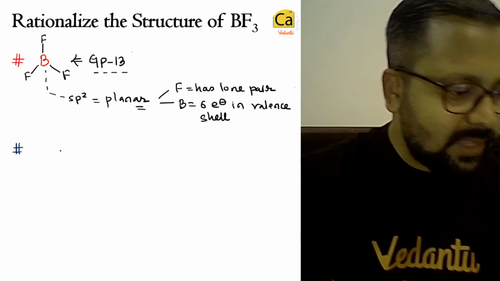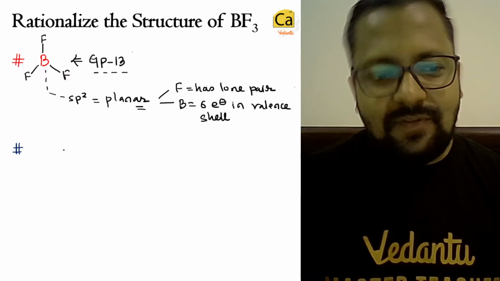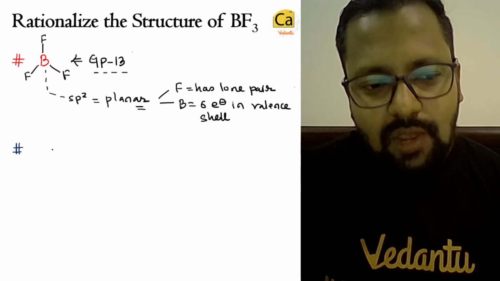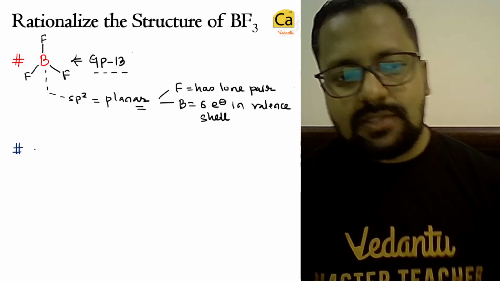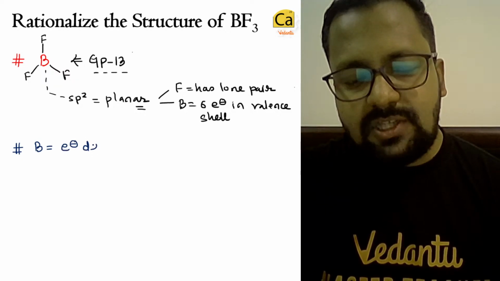There are 6 electrons in valence shell, not 5 electrons. Now you have to understand that whenever there is, so can I say that boron has electron deficiency?